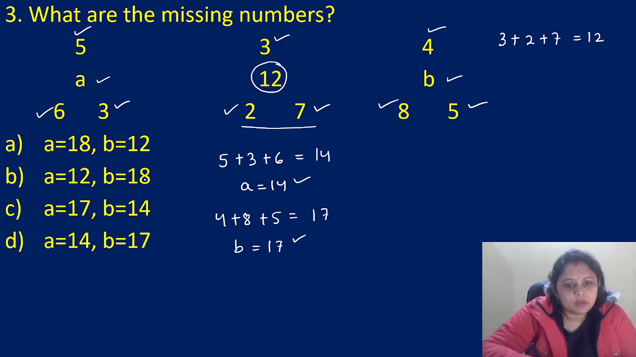Is it present in the option? Yes, it is present. Where is it present? It is present in option D. A equal to 15 and B equal to 17.